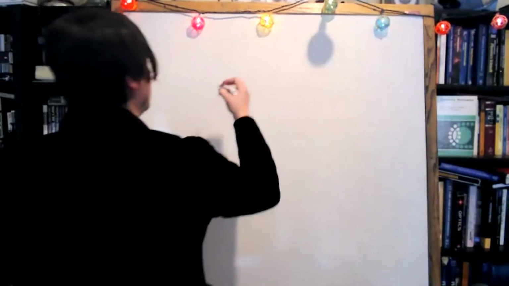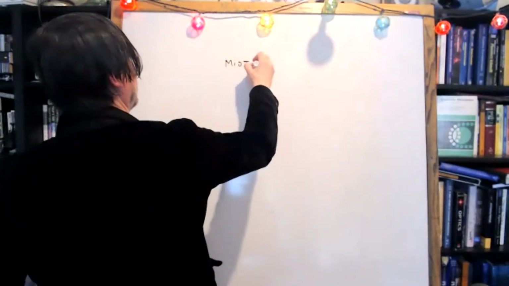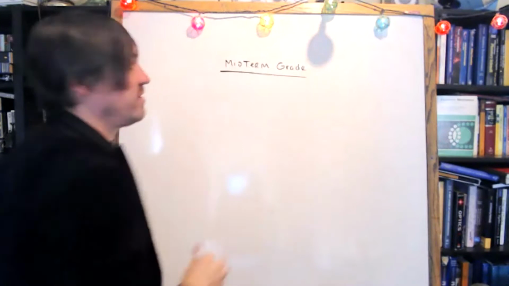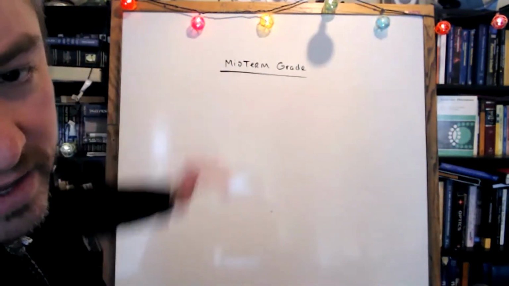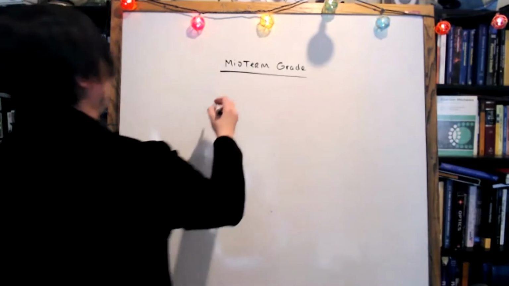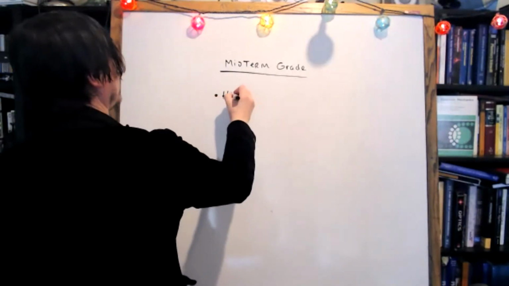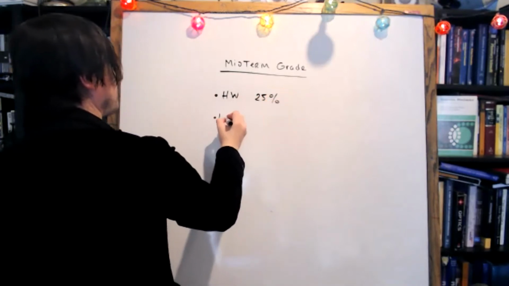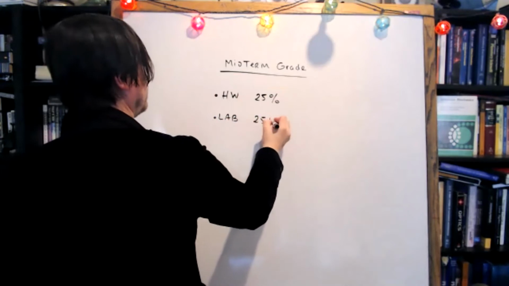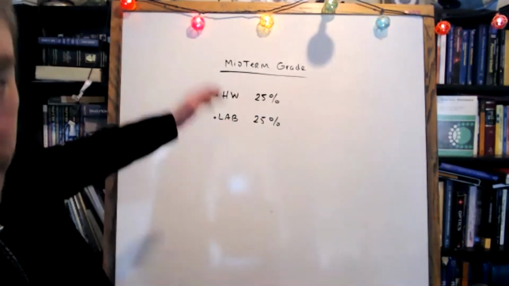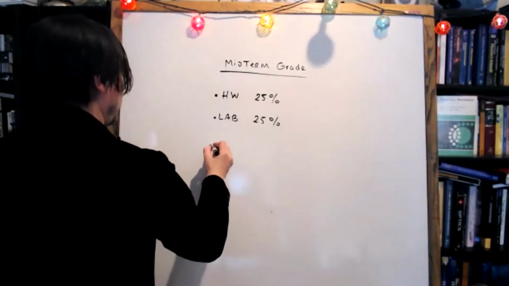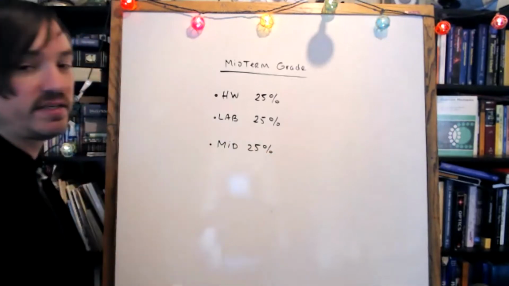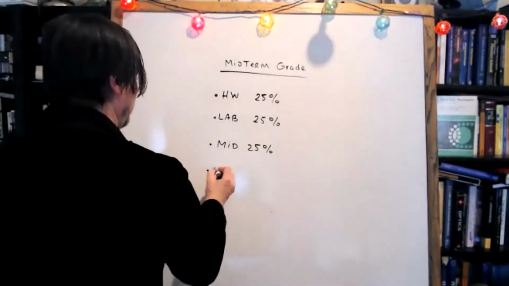So for your midterm grade, and this is your midterm letter grade, not the midterm exam grade, I'm trying to use a rubric that follows this logic. Homework, your total homework score, is worth 25% of your grade. Lab, 25% of your grade. And when we eventually compute a final letter grade for you, your midterm will be worth 25%, and your final will be worth 25%.